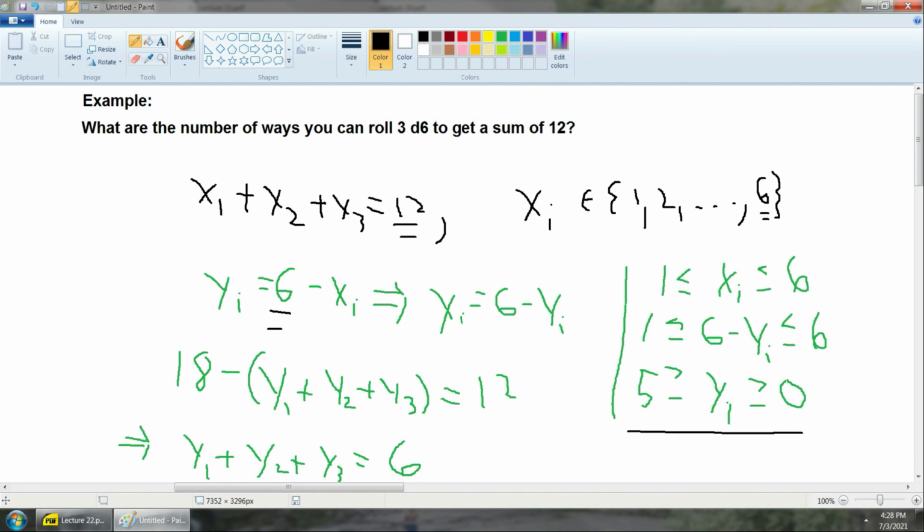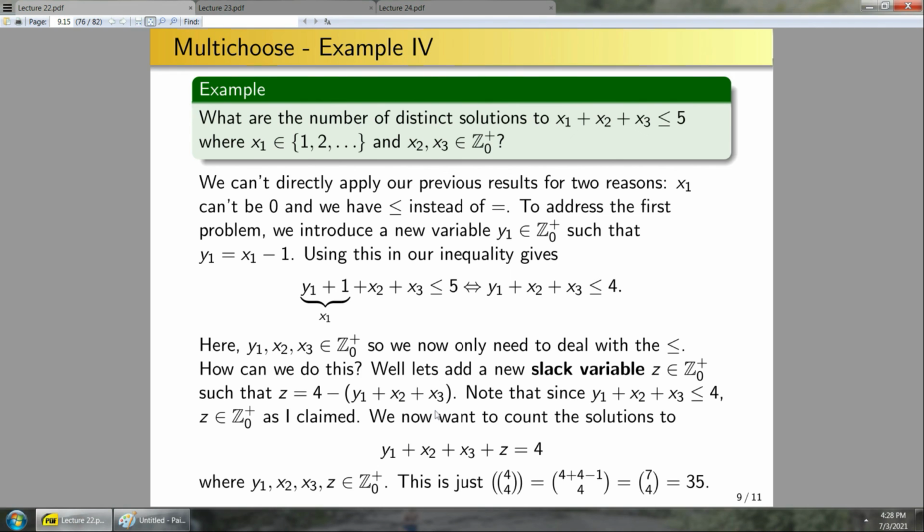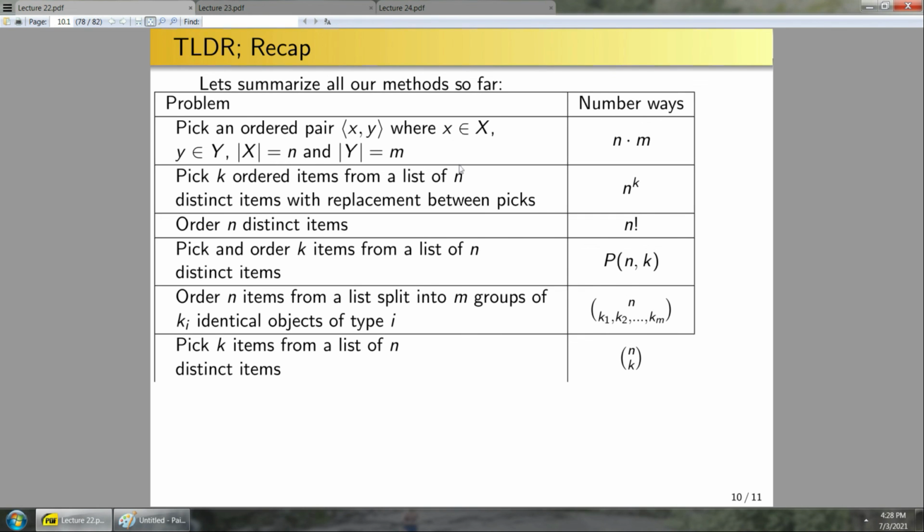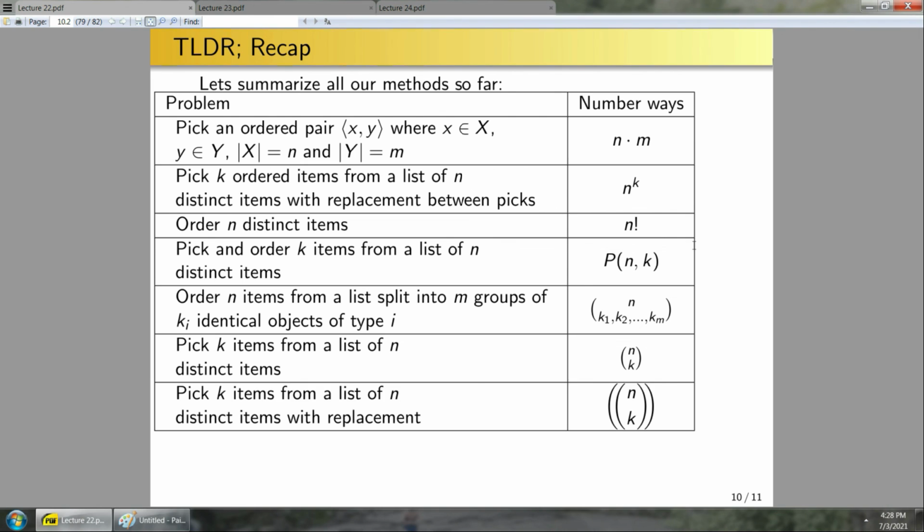Okay, going back to the lecture slides, we now can talk about my TLDR recap. So, methods that we've covered so far. Previously, we've talked about all of these. I can now add one new method to the list, and that's going to be picking k items from a list of distinct items with replacement. That will be multi-choose k. So here, my list of distinct items is my bins, and my k items are the items that I'm picking from.